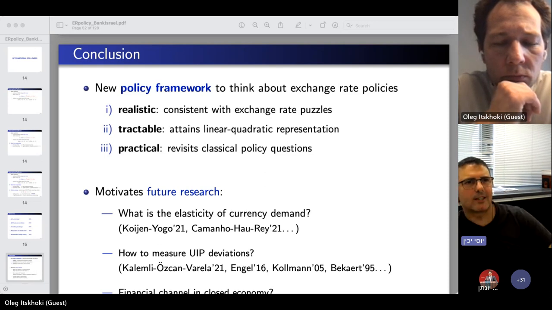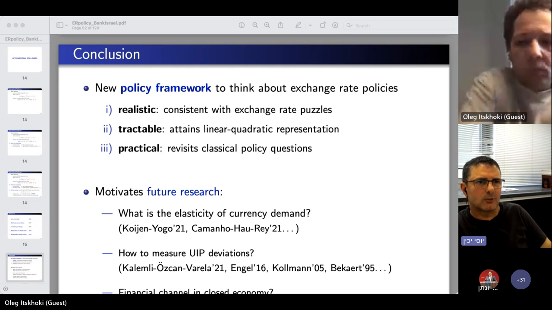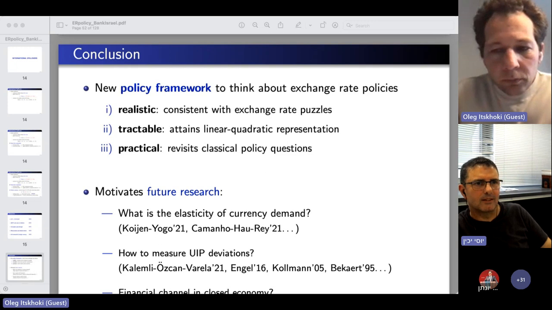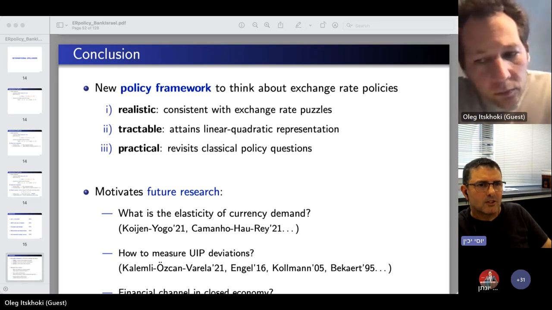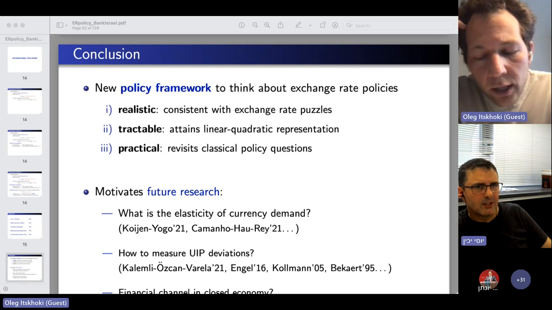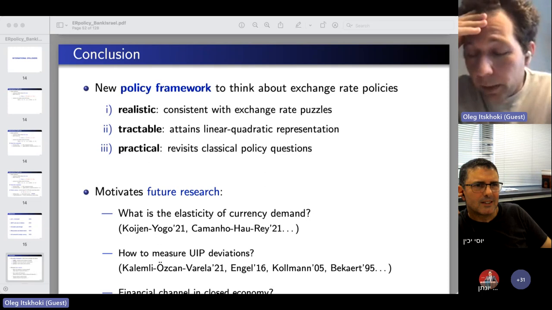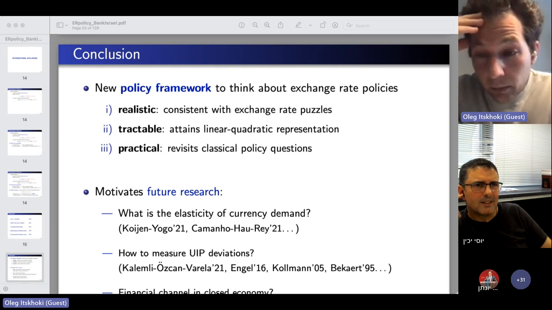I'm familiar with the standard New Keynesian model, and in the standard New Keynesian model, this means there's indeterminacy. We cannot hold the interest rate fixed in the standard New Keynesian models. So what's going on here? Okay, so I'm not sure I fully understand. Thanks so much, first of all, but there is no indeterminacy here.